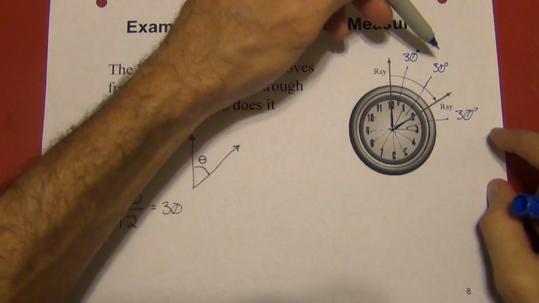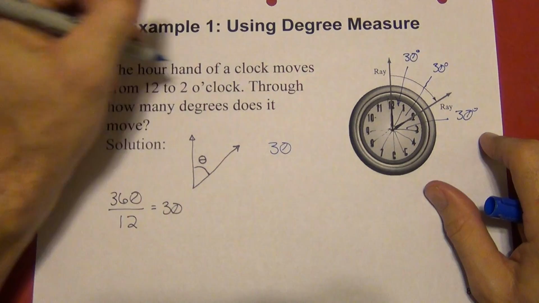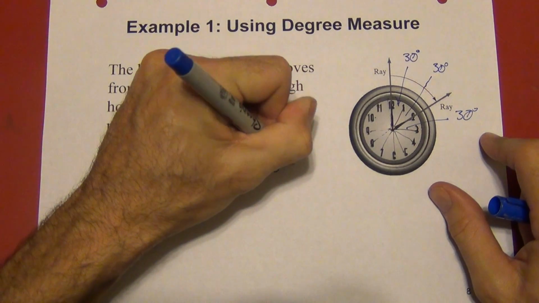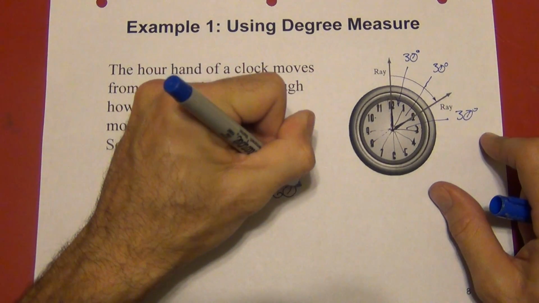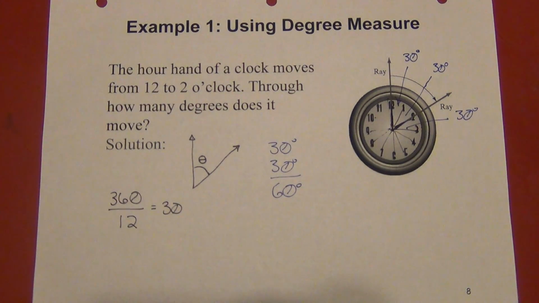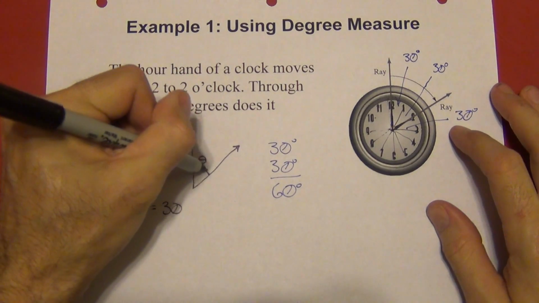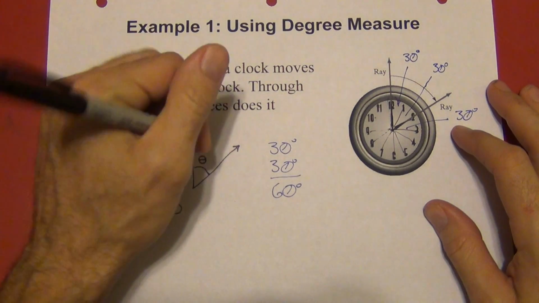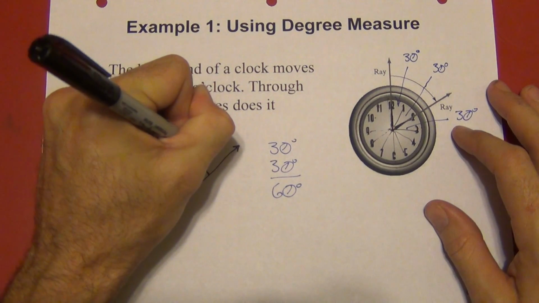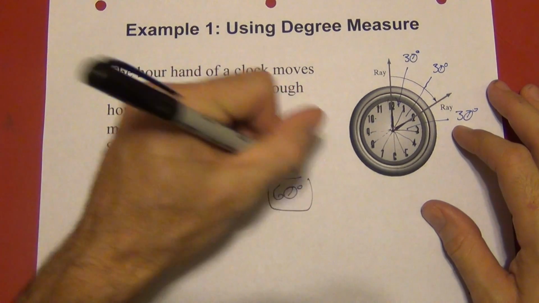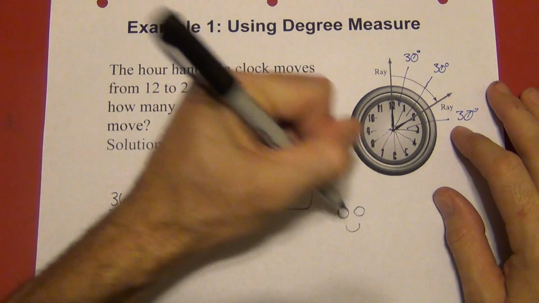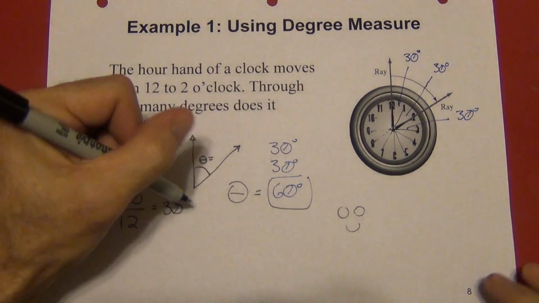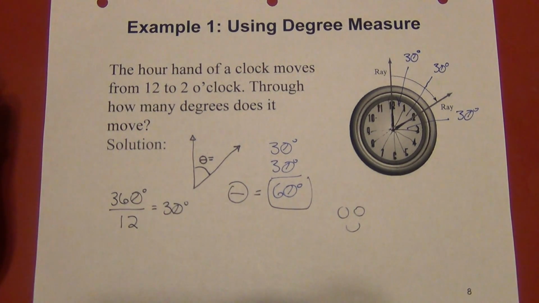And so I can see there's two 30-degree angles there, a 30 from 12 o'clock to 1 o'clock, another 30 degrees from 1 o'clock to 2 o'clock, and so I get 60 degrees total. And so theta, the angle made between 12 o'clock and 2 o'clock, is going to be equal to 60 degrees. Alright, and that makes us happy. Okay, now you can do that with any angle measure here. These should all be in degrees. Okay, so that's how you would use a clock.